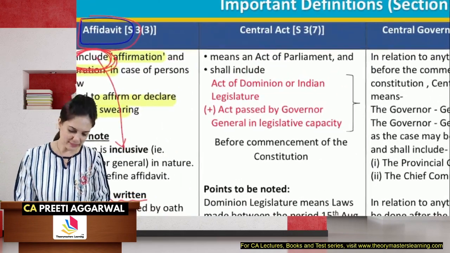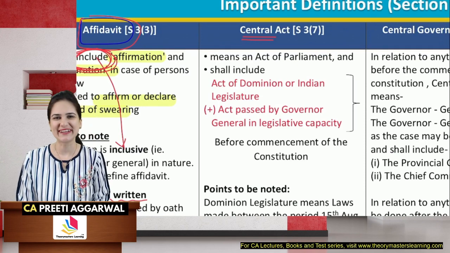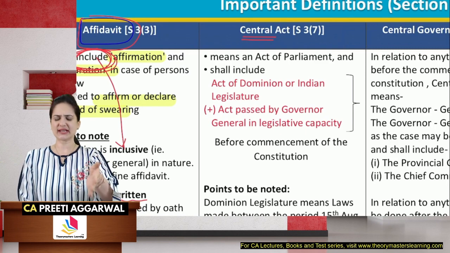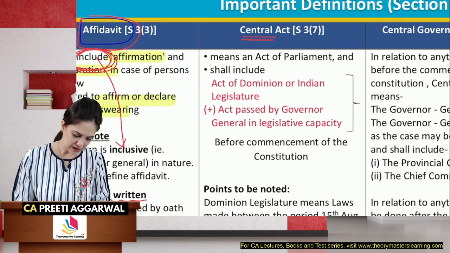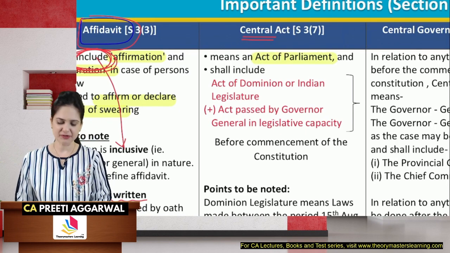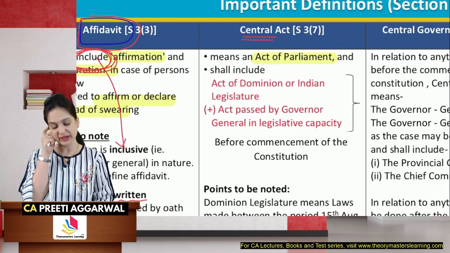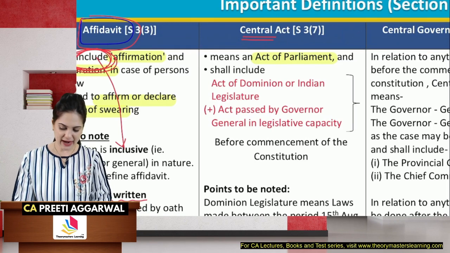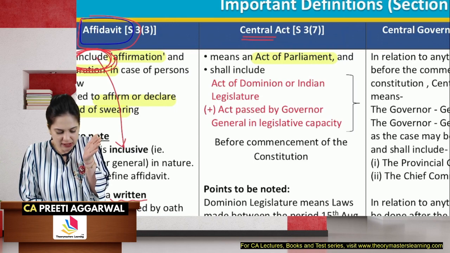Then let us discuss the meaning of the word Central Act. Central means something which is applicable to the whole of India. Yes, so we have central acts, we have state acts. Central Act means the act of parliament. In our country, parliament is the legislative authority, it is the lawmaking authority. So it means act of parliament, but it should also include.